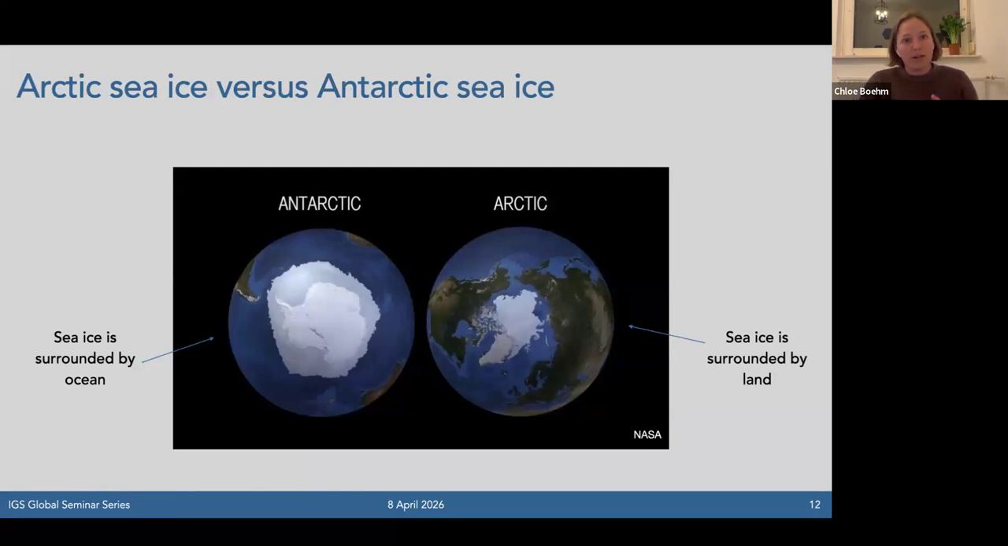And so we're going to be talking about the Antarctic today. It's obviously sea ice exists on both poles. They're relatively different environments. In the Antarctic, of course, sea ice is surrounded by ocean, versus in the Arctic, sea ice is surrounded by land. And I think it's really interesting how these two very different environments result in different behaviors of sea ice and the ways that it interacts with the rest of the cryosphere and the climate system.